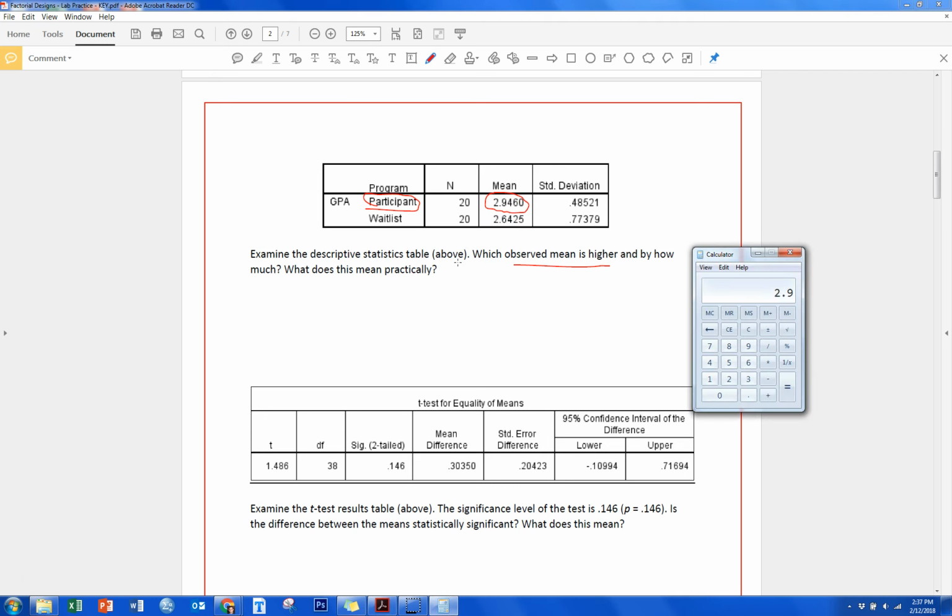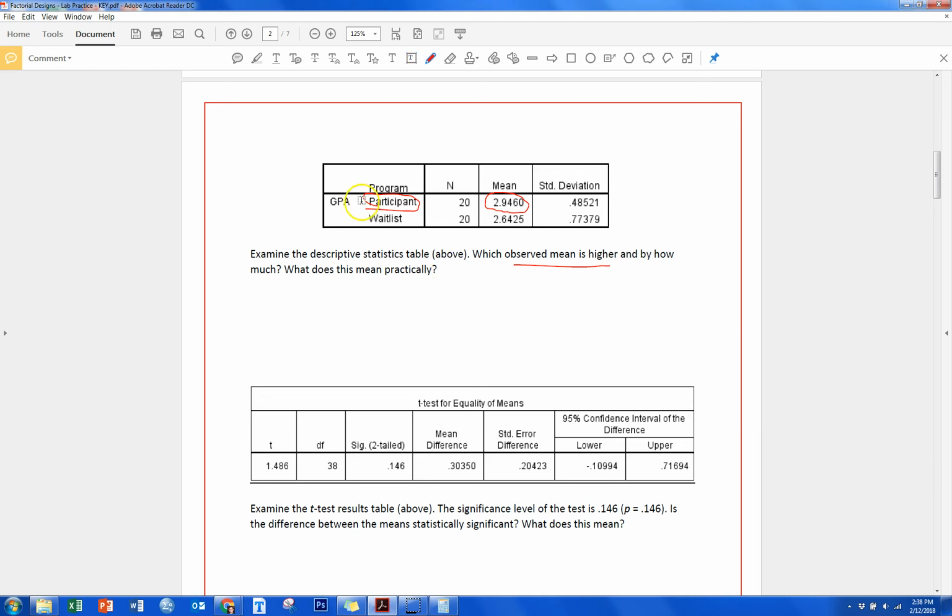2.946 minus 2.6425 is 0.3. So there's a difference of 0.3035. Let's see here. Standard deviation ranges from 0.48 to 0.77, so roughly half a standard deviation. So it appears to be of some practical significance. So let's go ahead and make a note of that.